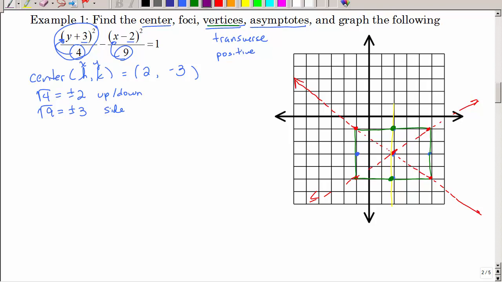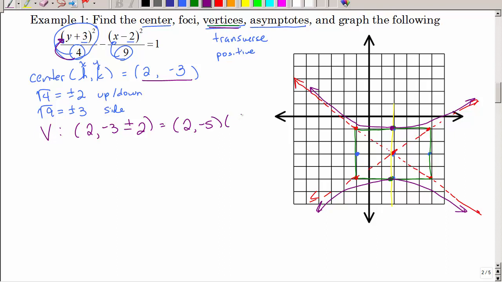Now I can graph it. So using those 2 points, the vertices, and my asymptotes as guidelines, I have 2 arches that run along the box, or what I call the rectangle, and our asymptotes. That's the graph. So let's go ahead and write down the coordinates for the vertices. I'm going to have 2, negative 3, which is my center, and then I went up and down 2 for my vertices. You can also just read them from the graph. So we would have 2, negative 5 and 2, negative 1. Here and here, those are my vertices.